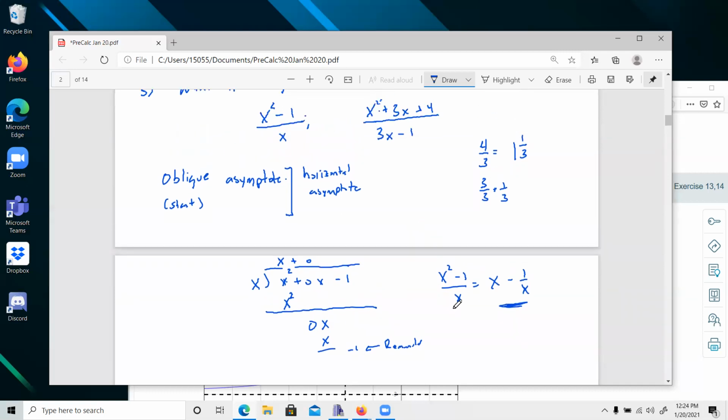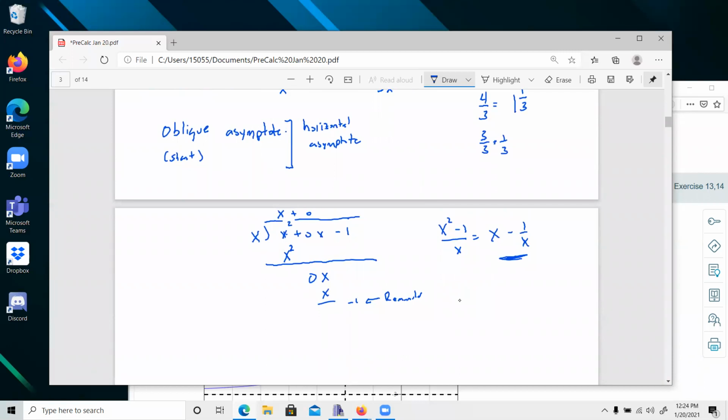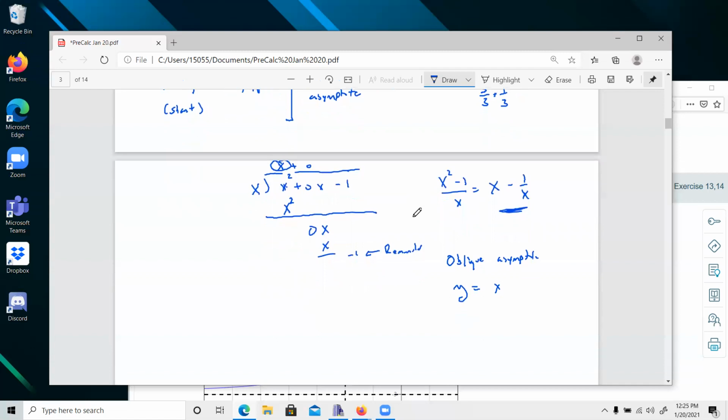But our horizontal or oblique asymptote, rather, is this guy right here. Whatever is up here, the whole thing, that's our oblique asymptote. So our oblique asymptote, in this case, is y equals x. That's our oblique asymptote. And then we can go ahead and graph the rest of this thing.